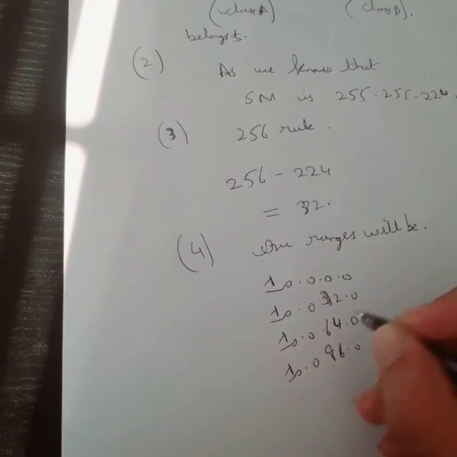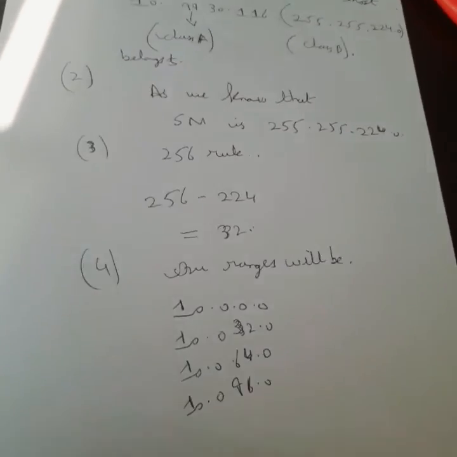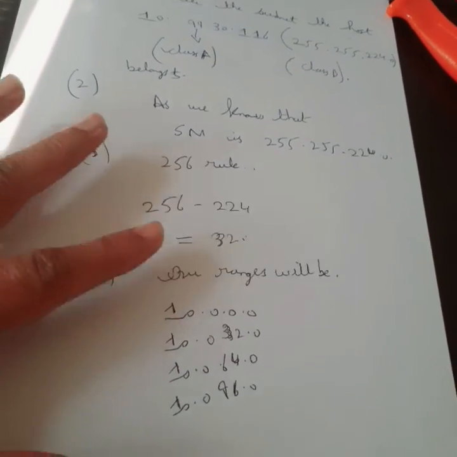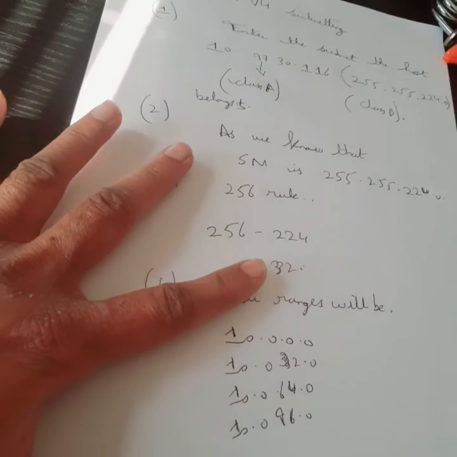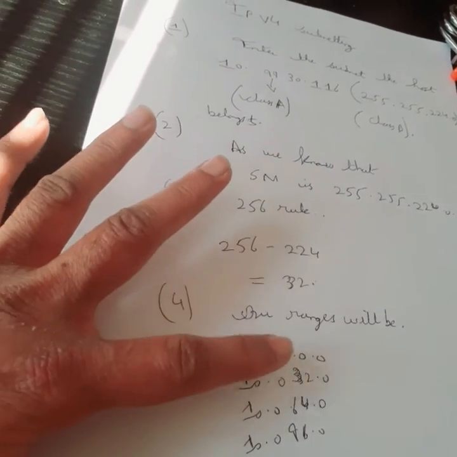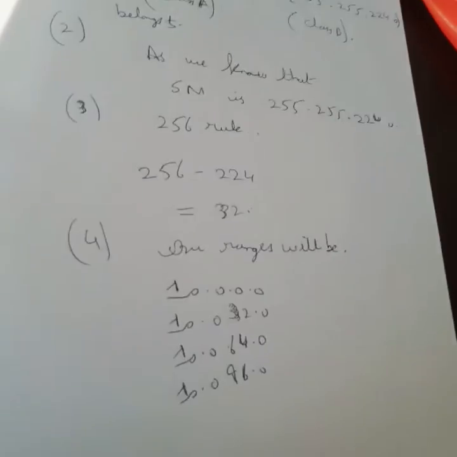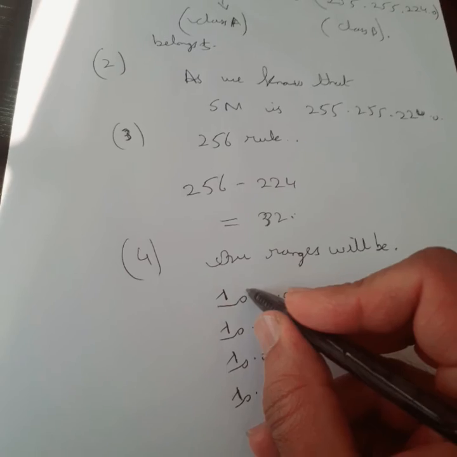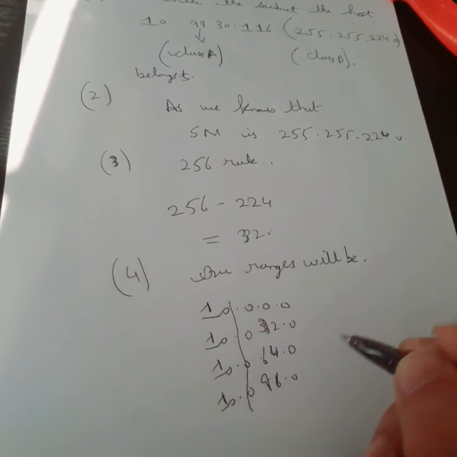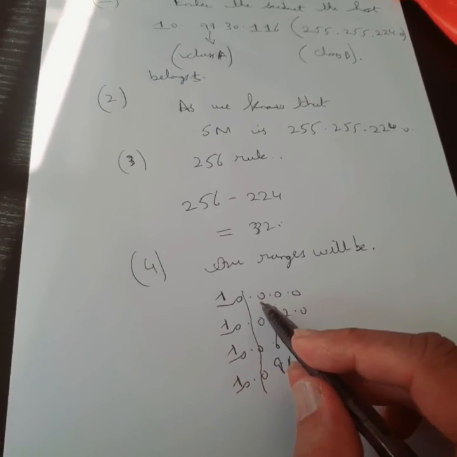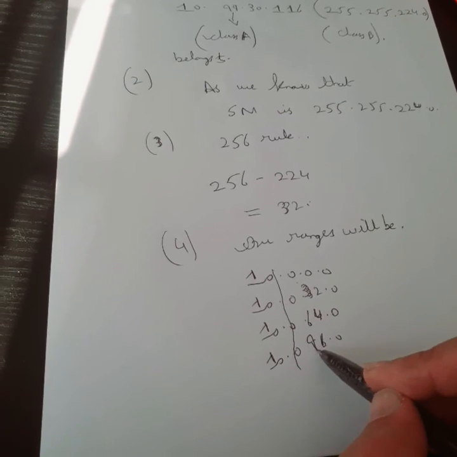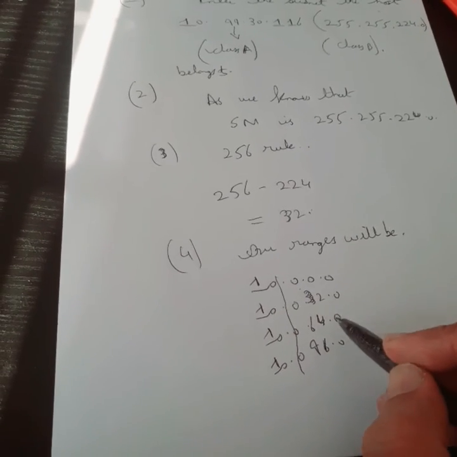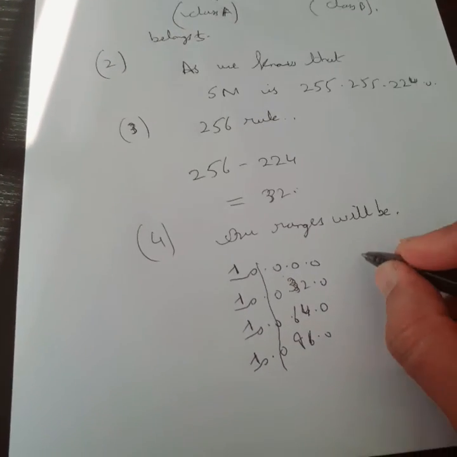0.96.0. So this is just a brief outline that our ranges will be like that. Because there's a 32 there, a 0 is always going to be there. So 0.0.0. If we just forget this part here, let me take this part out. So this is actually our ranges: 0.0.0, 0.32.0, 0.64.0.